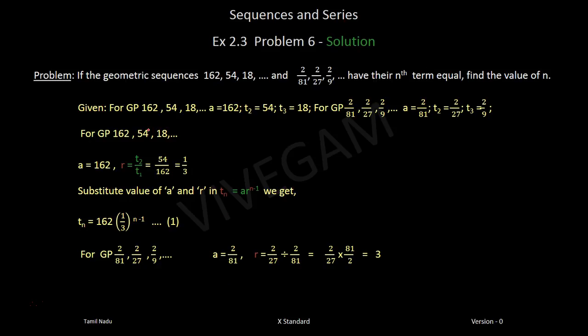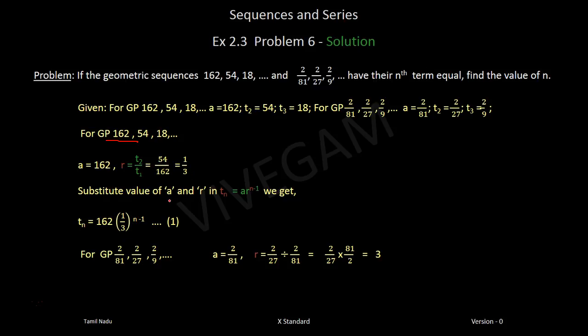Okay, so the solution, GP for the first series is here. The information is that a is 162, t2 is 54, and for the second series, a is 2 by 81 and t2 is 2 by 27. Okay, so for the first series, we are calculating r, which is t2 by t1. So r is t2 by t1, that's equal to 54 by 162. T2 is 54 and a is 162. So 54 by 162, that is 1 by 3. 54 goes 3 times, so it's 1 by 3.